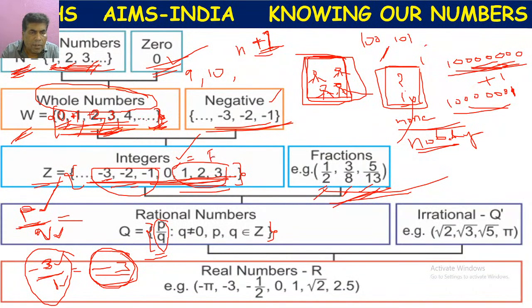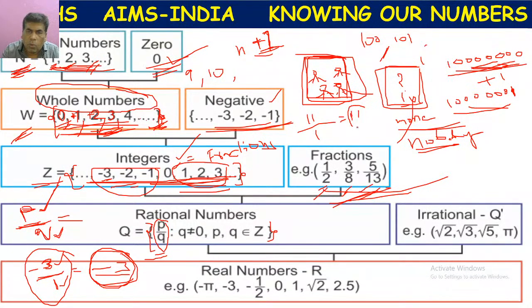All integers, we can write them as fractions. If you take 11, how can you write 11? You can write it as 11/1, which is equal to 11.